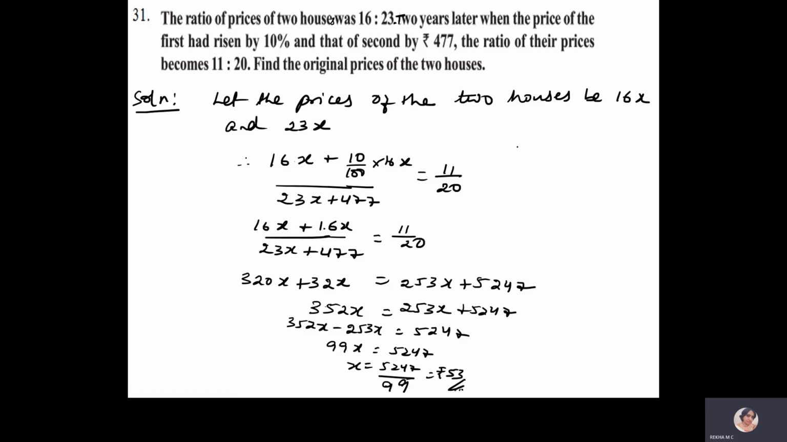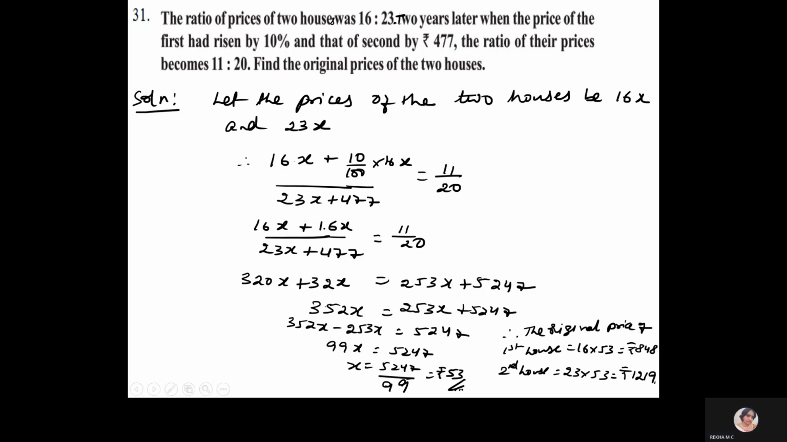So therefore the original price of the first house is equal to 16 into 53, rupees 848. The second house is 23 into 53, that is equal to rupees 1219.